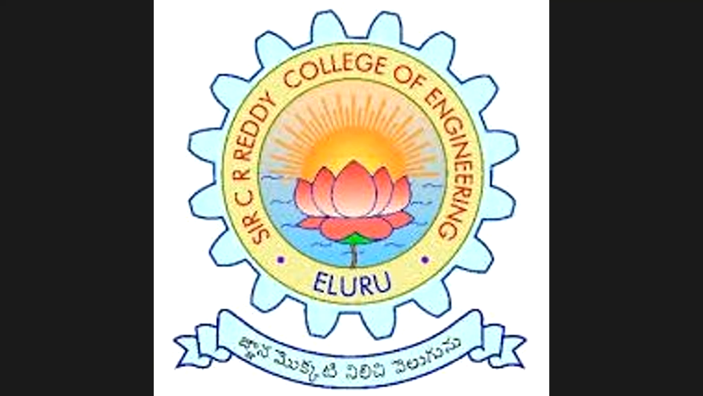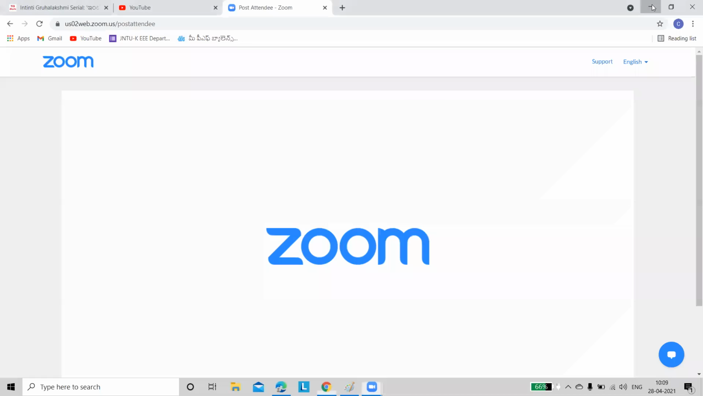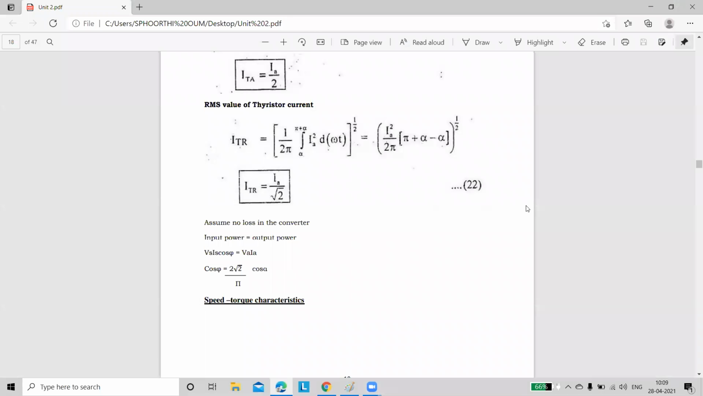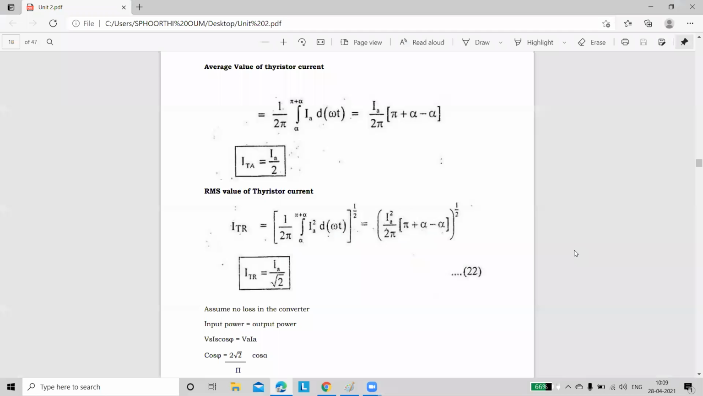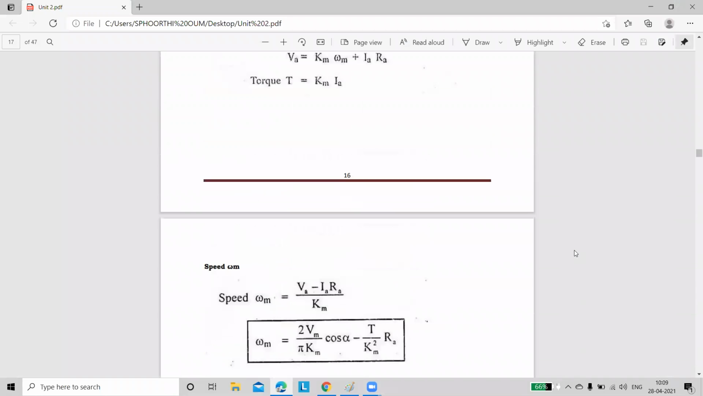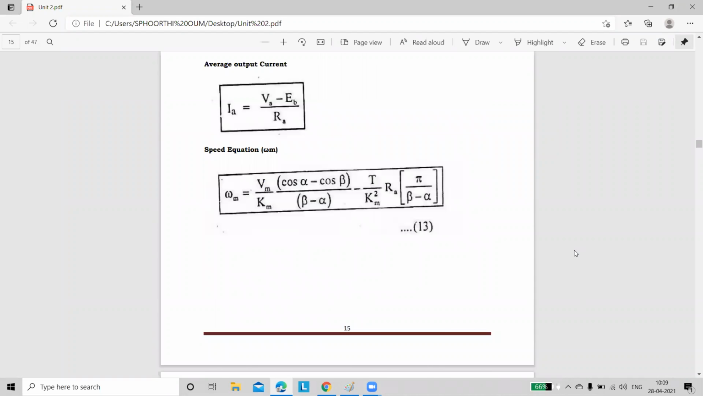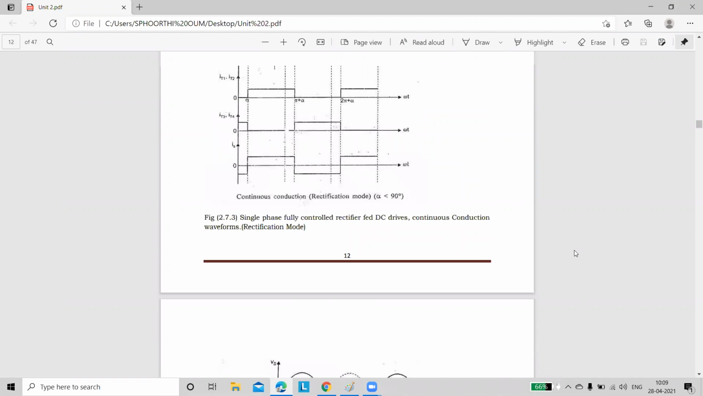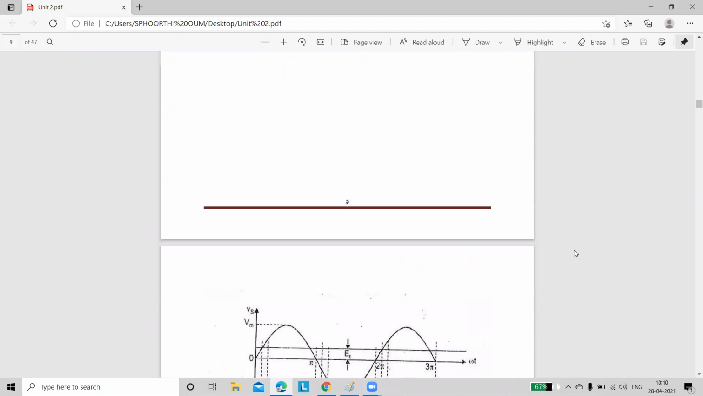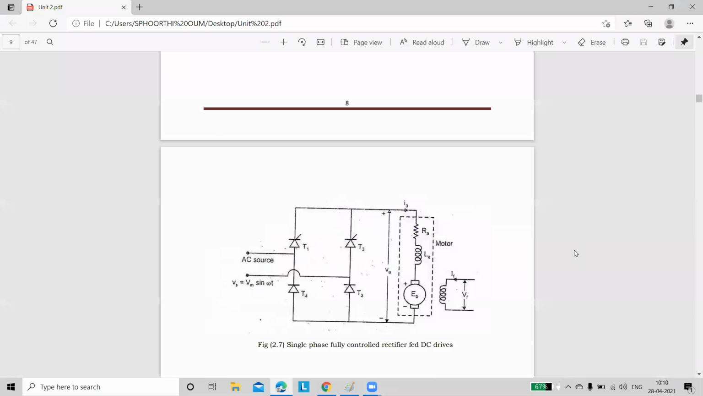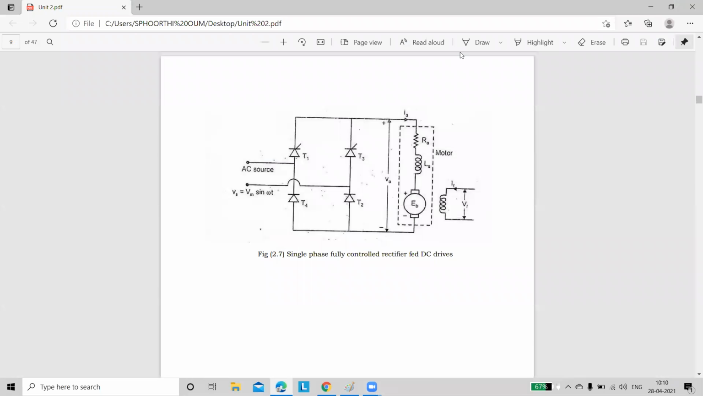In our previous class, we just started how a full wave rectifier is going to be operated whenever it is applicable to a drive. Just see the picture. With this, I will explain the fundamental equations for you. Then only we will go for the derivations and so on.